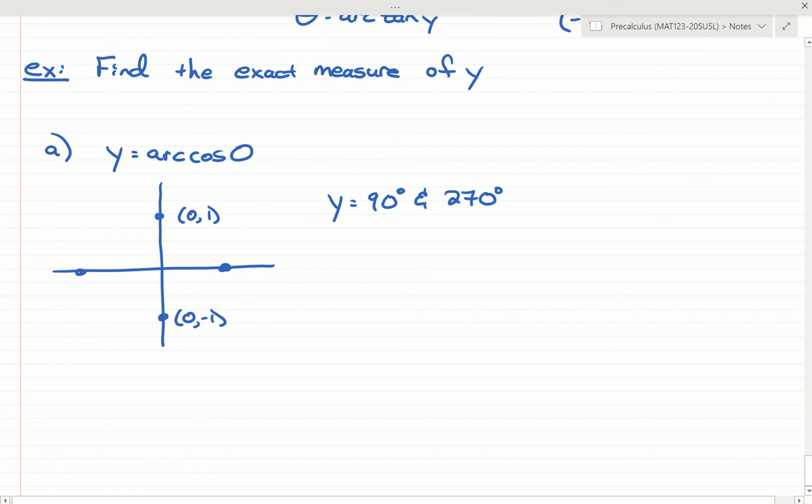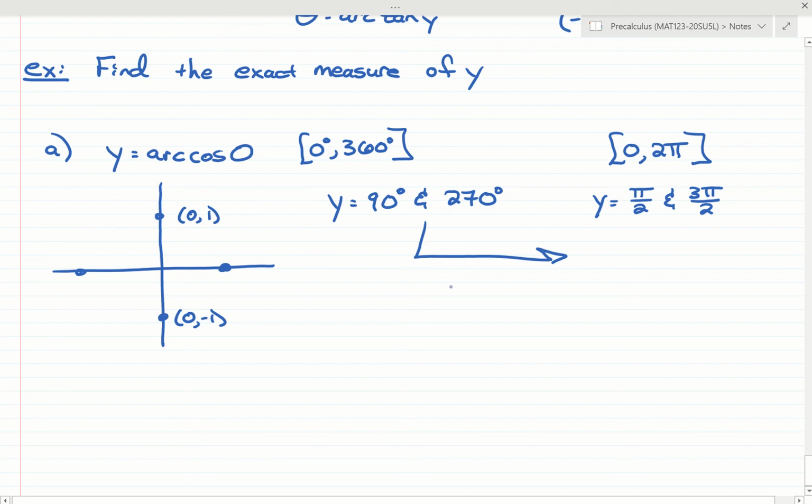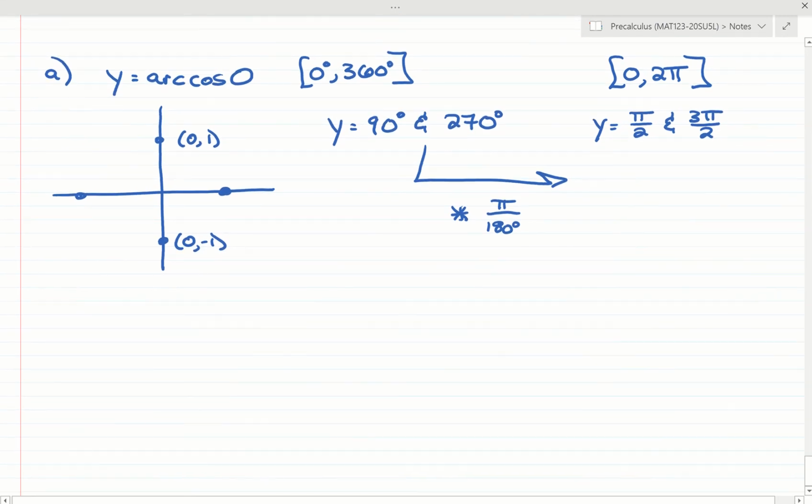Sometimes you should answer in radians depending on the problem. You'll know if it's asking you between 0 degrees and 360, that means we're going to answer in degrees. But if the problem asks you between 0 and 2 pi, that means that you should answer in radians. So in radians, we could just say 90 is pi over 2, and 270 is 3 pi over 2. Remember, the way that we go from degrees to radians is you multiply by what you want over what you don't want. And that's how we'll answer all these problems. We'll answer in degrees and we'll answer in radians.